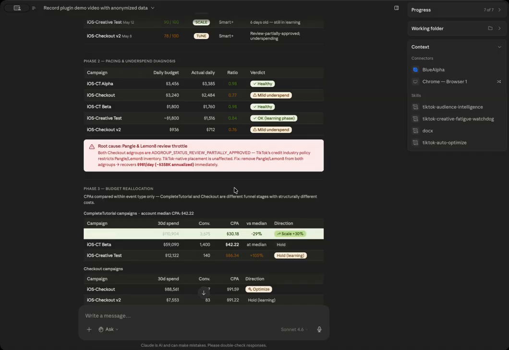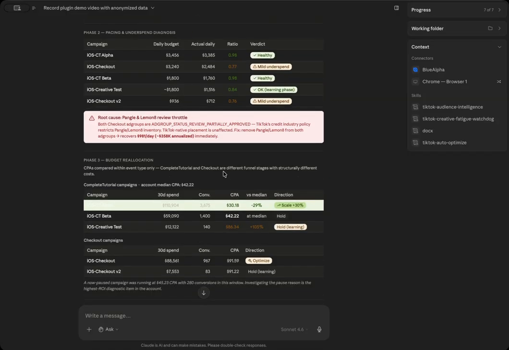One root cause that was identified is that both checkout ad groups have an ad group status of partially approved, which means that TikTok's credit industry policy restricts Pangle / Lemonade inventory, and TikTok native placement is unaffected. The fix is to remove Pangle / Lemonade from both ad groups, which could recover $981 per day, which yields about 360K in annualized budget.